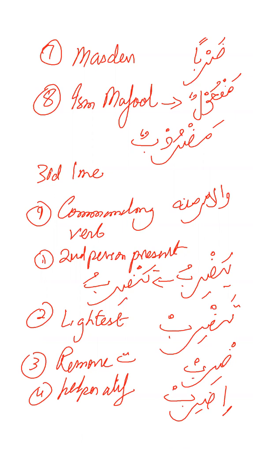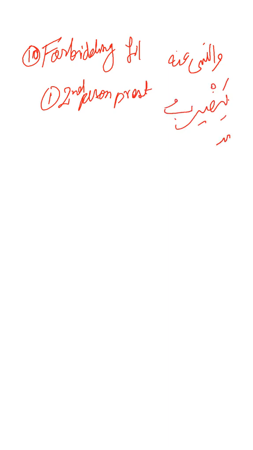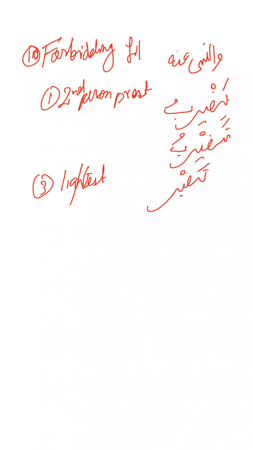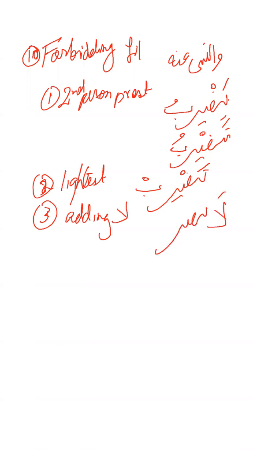Okay, let's go to the forbidding. It will be the last, I think number 10. Forbidding, wan nahyu anhu, second person, present tense yadribu, tadribu, and then make it lightest, tadrib, and adding la. So it will be la tadrib.